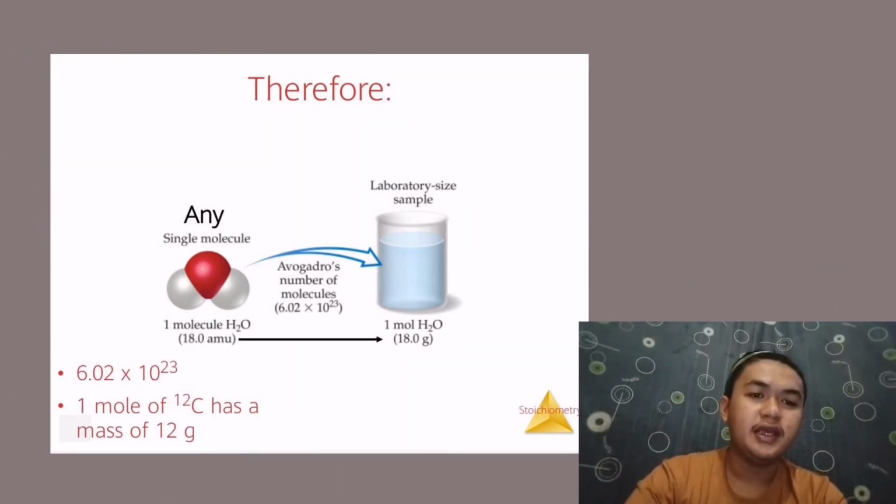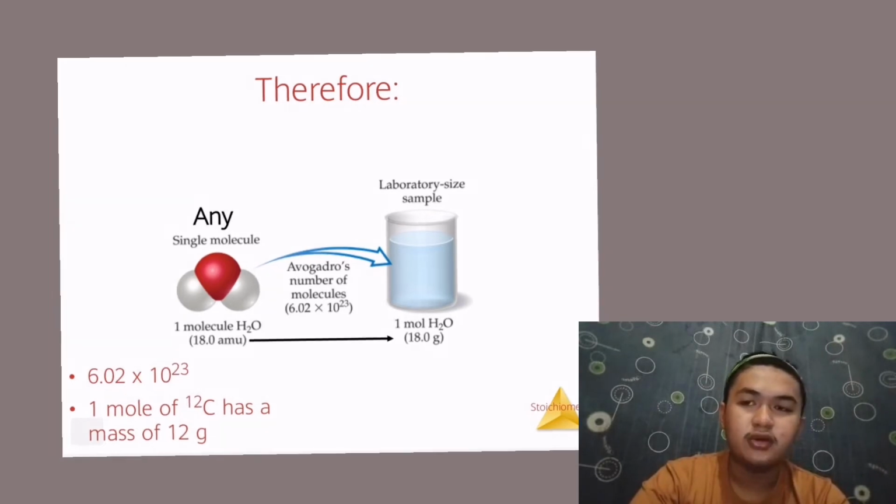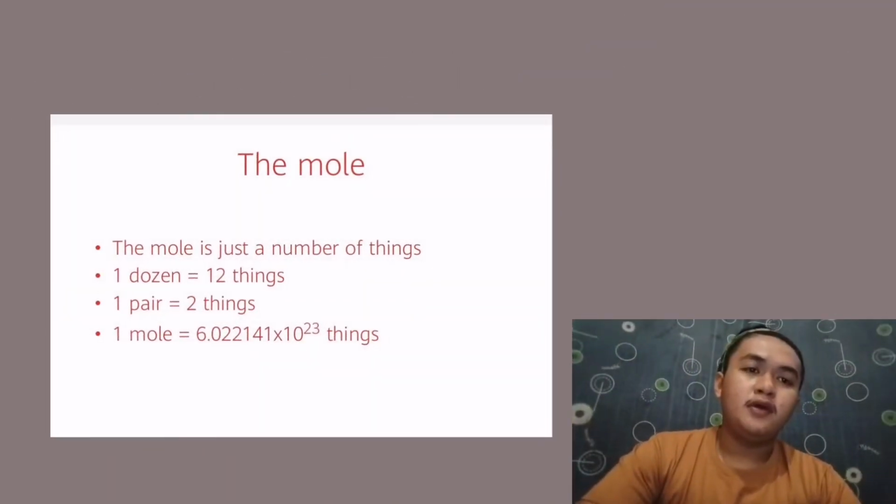Therefore, for any single molecule, for example one molecule of water, Avogadro's number of molecules, 6.02 times 10 to the 23, makes a laboratory-size sample, 1 mole, which is 18.0 grams. The mole is just a number of things. 1 dozen equals 12 things. 1 pair equals 2 things. 1 mole equals 6.02 times 10 to the 23 things.